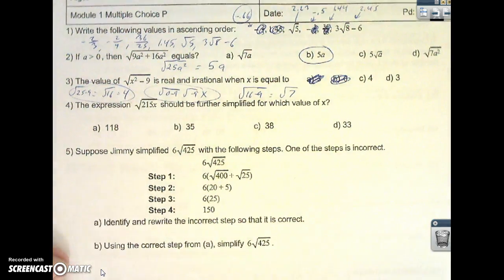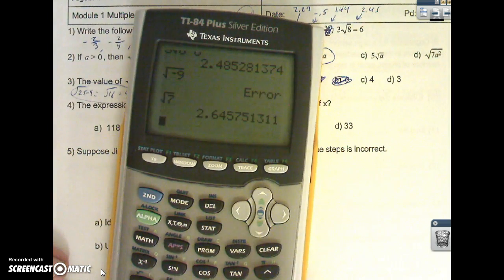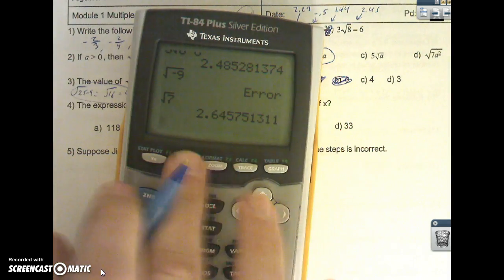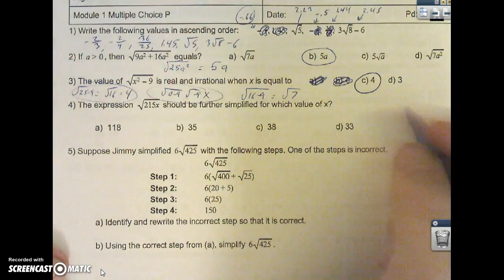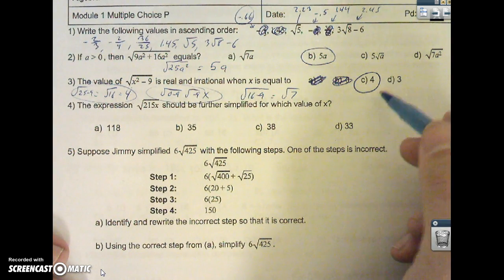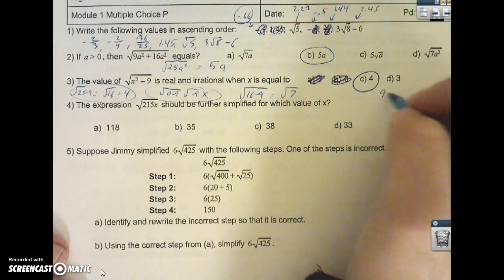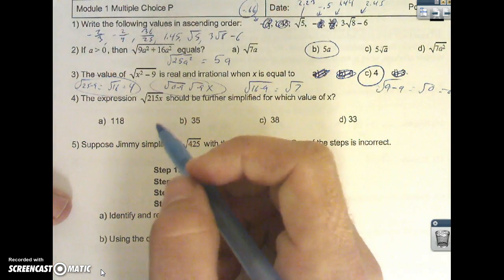Square root of 7. Now, check this out. Square root of 7 gives me 2.64575131. That's an irrational number. Okay. Basically, the square root of any number that doesn't have a perfect square is going to be irrational. Now, if I put 3 in there, 3 squared minus 9 is 0. Square root of 0 is 0. Okay. Again, just some key vocab there.